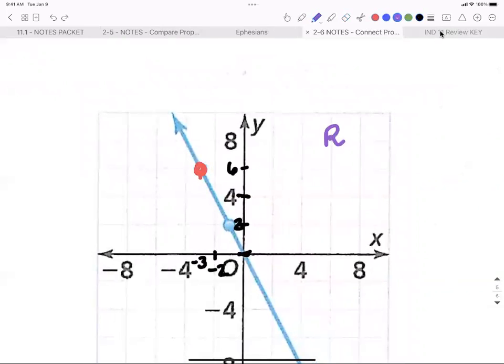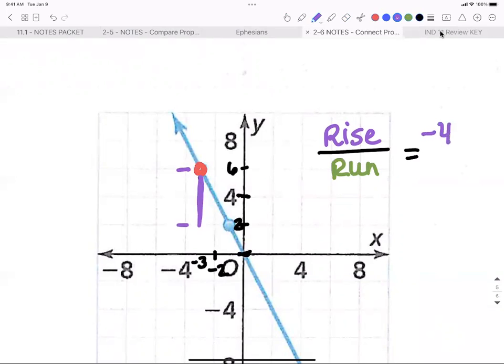So your rise, now I say rise over run, right? We say that all the time. That's kind of the generic way of saying it. But in this case, I don't actually rise, I fall. Because it's negative, I fall. But how much do I fall? I fall from 6 down to 2. So what did I fall? Not just 4, -4 because it's a fall.